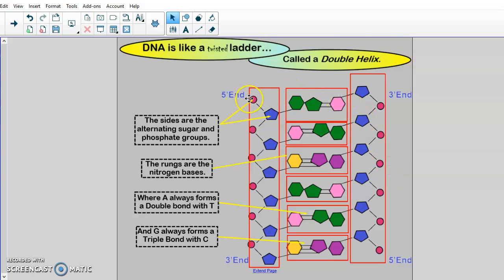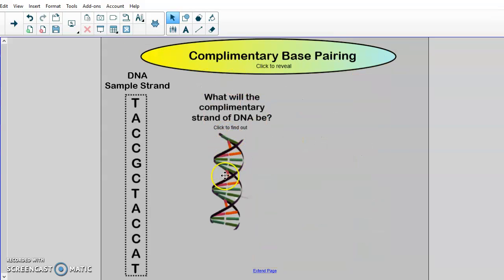The phosphates and the sugars are the outside, and then the rungs, or the inside of the ladder, are the nitrogen bases. So you have A's and T's together, and you have C's and G's together. You've got an outside of phosphate sugars here, an outside of phosphate sugars here, and on the inside you have your bases. A's with T's and C's with G's. It looks like this. So this is the double helix shape right here.